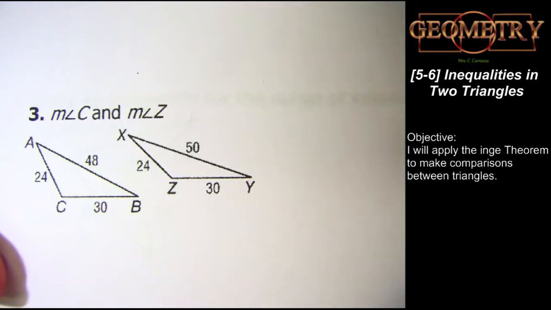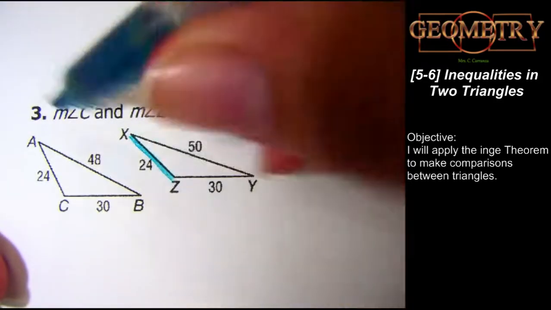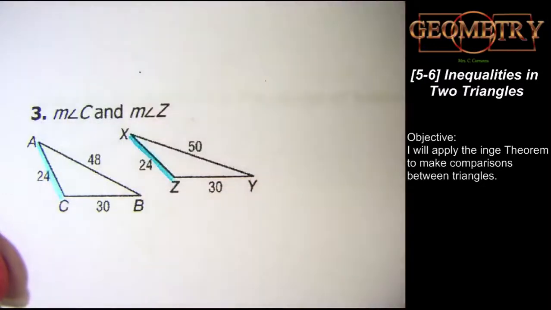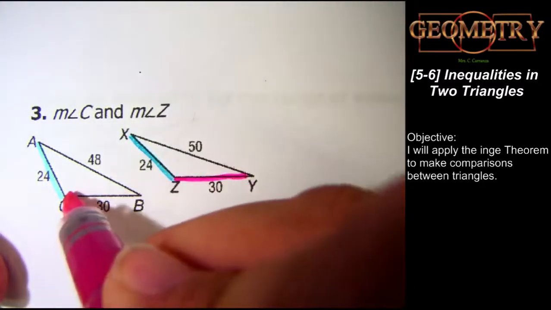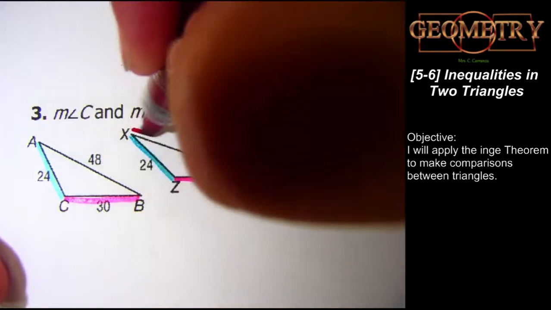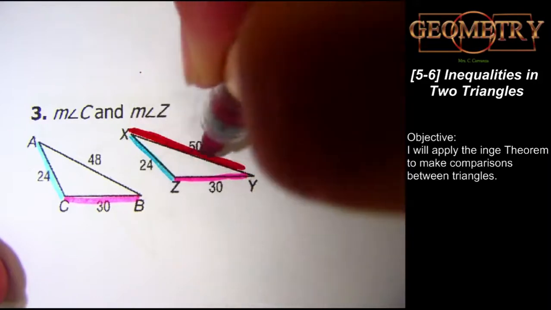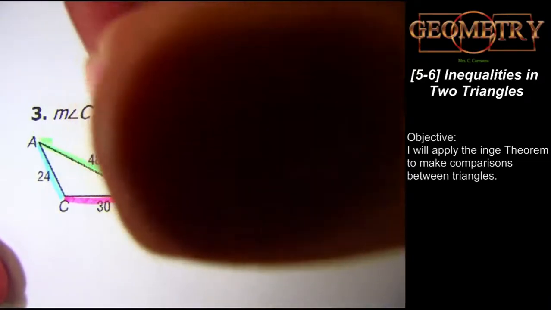Do I have 2 sides with the same measure? Yes. I have the 24s, and I also have the 30s. So really, I am comparing this side, which has a measure of 50, to this side that has the measure of 48.